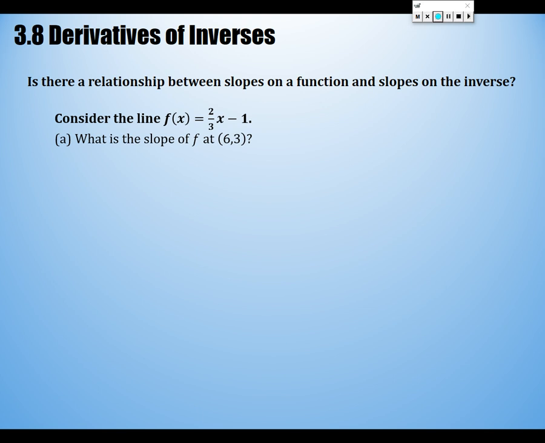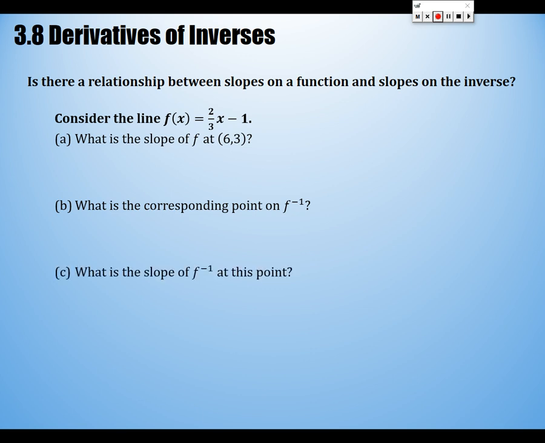I'd like you to think about what the slope is of this line at (6,3). Good job. You're done. Okay. What's the corresponding point on f inverse? That is, what point do we have on the inverse function? And what's the slope at that point? Negative 3/2? No. All right, so that might take a little more work. This one, what was the answer up here? 2/3, of course. Everywhere, the answer is 2/3. What's the corresponding point on f inverse? (3,6), you said.